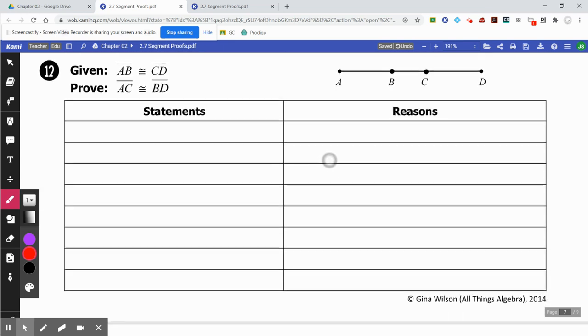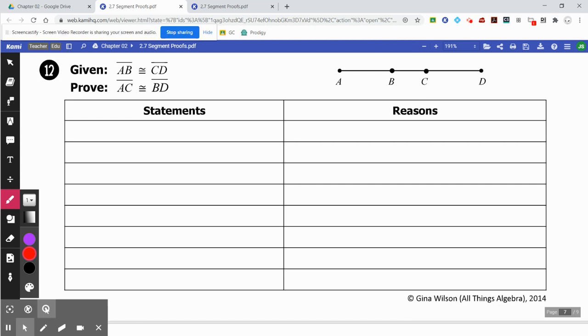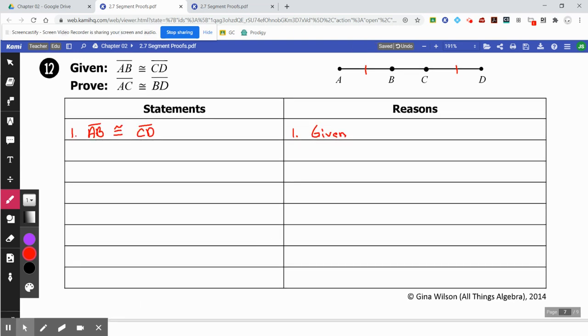Okay, number 12. Number 12 says that AB and CD are the same length. And we want to prove that AC, which is this segment, is the same thing as this segment. Well, all we're doing is adding BC onto each line segment. So obviously, it must be the same still. So we're going to start out with our given. And from that given, again, we know that we deal with equality better than congruence, so let's go ahead and change it to equal.